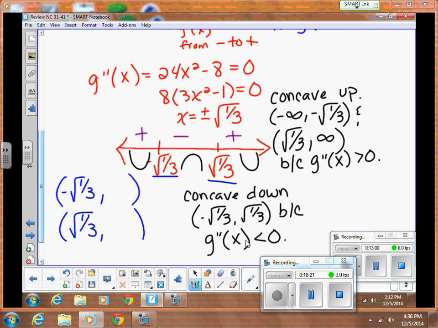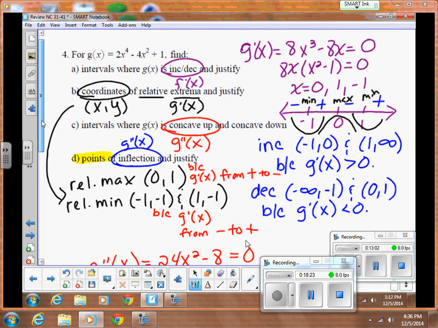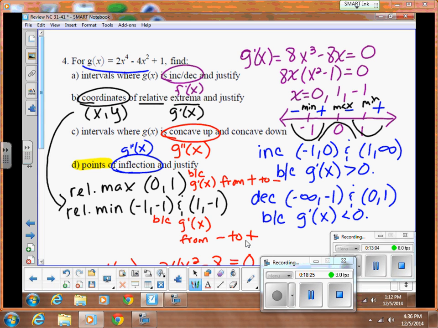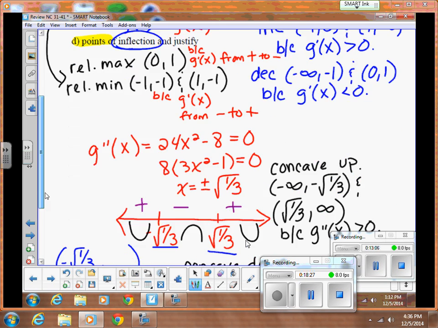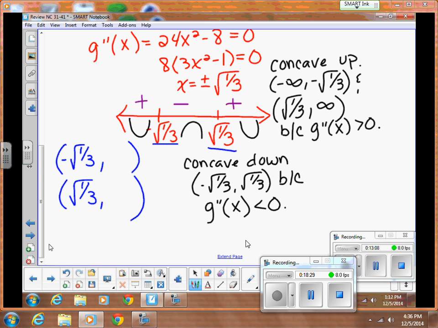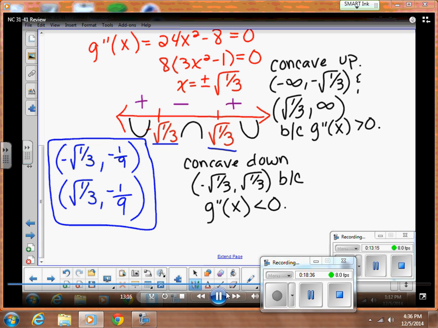I know the x's, how do you find the y values? You need to go back and plug into the original function. So when you do that, you end up getting negative 1/9 as both y values. So again, I'm not going in and focusing so much on telling you the math behind plugging it in. You guys can plug these in so that you can find the y values. Okay?